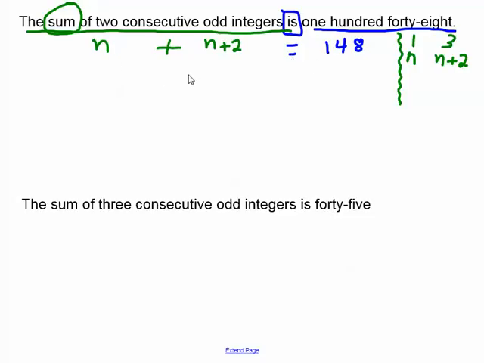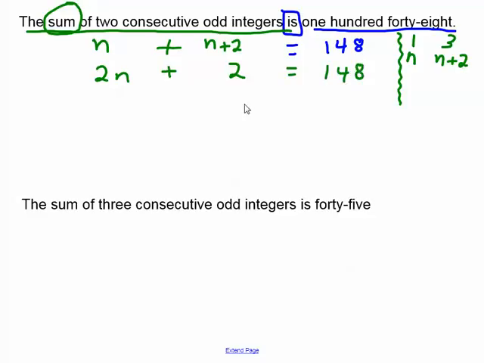Sum of two consecutive odd integers is 148. Sounds great. All right, so we were told, I guess, to translate this. Let's try and solve it as well. All right. Well, if I've got this green and blue equation, I've got to combine like terms on the left side. n plus n gives me 2n plus 2 equals 148.